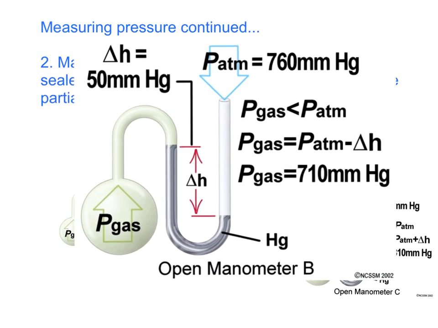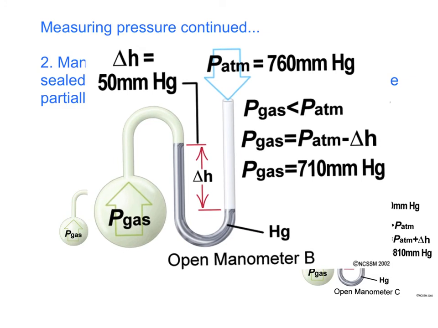Okay, so here's open manometer B, and in this case, we can see that there is a 50 millimeter height difference, and that the mercury is actually higher on the side towards the gas, and it's lower here on the side that's open to the atmosphere. So how do we interpret that? Well, it means the atmosphere is pushing harder than the gas. So the pressure of the atmosphere is greater than the pressure of the gas.